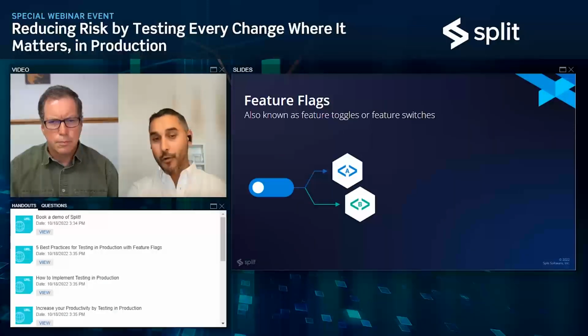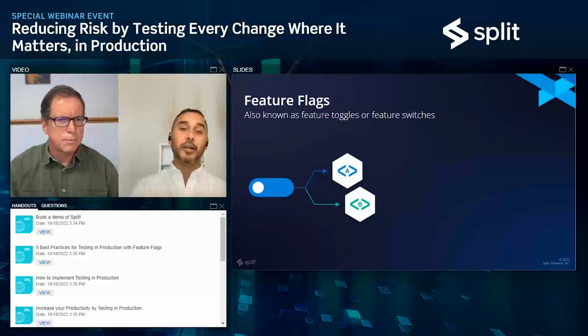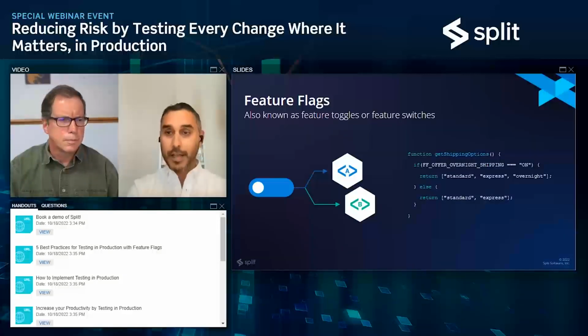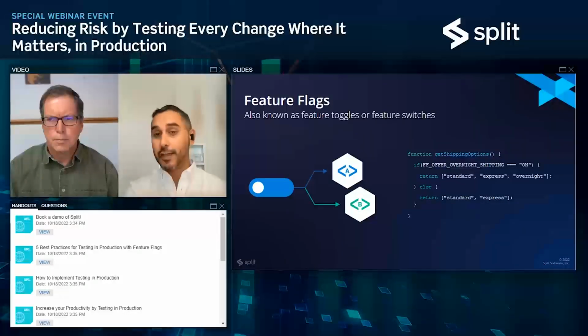In its basic form, it's literally an on or off switch, allowing you to toggle and control between version A or version B. In the code, it simply looks like an if-else statement. And this is the most basic form of implementing feature flags.